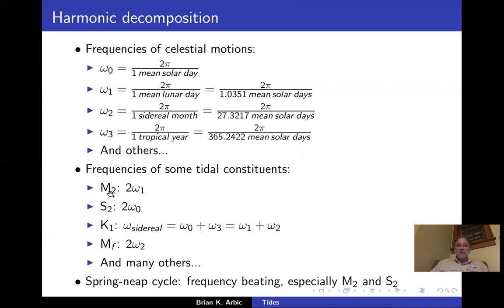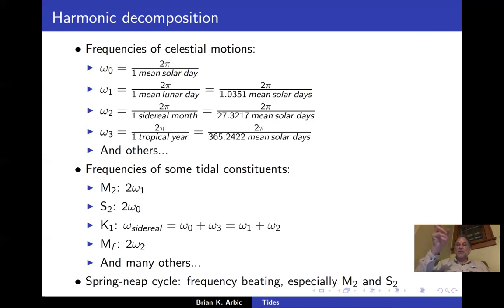So for instance, M2, the principal lunar semidiurnal tide, has a frequency of 2 omega 1. So it occurs twice per lunar day, because omega 1 is associated with lunar day. Similarly, S2 is 2 omega naught, twice per solar day. K1, which is the largest diurnal tide, and because it's once per day, it has a 1 instead of a 2 subscript, has a frequency that's equal to the sidereal frequency. In other words, the frequency associated with the period of a day as defined by the distant stars.